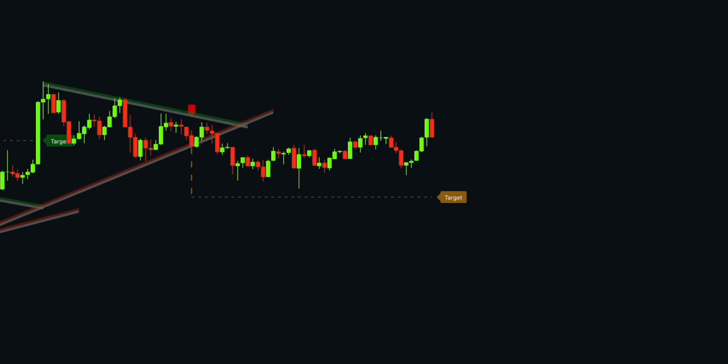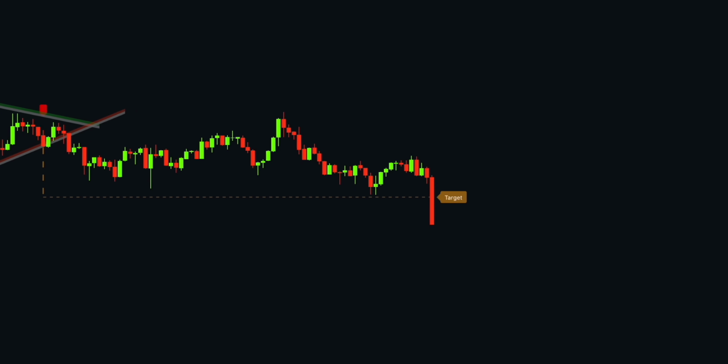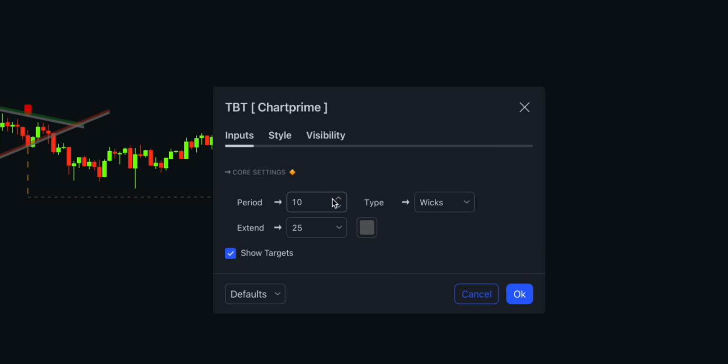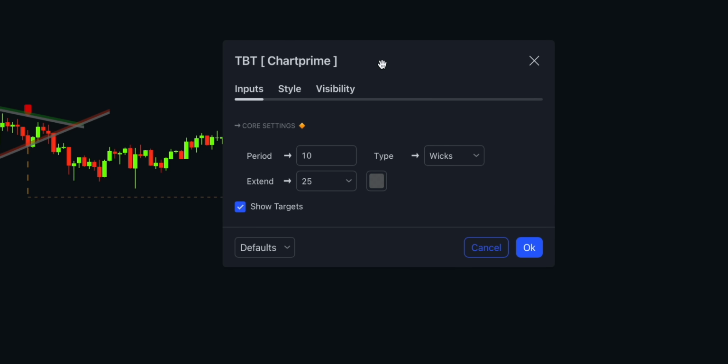In the indicator settings, you can customize the period and trend line length. Changing the period number to a higher value makes the indicator less sensitive to price changes. Hence, you'll receive fewer signals. Extending the lines further can be useful for particular trading strategies. Let me show you what I mean.